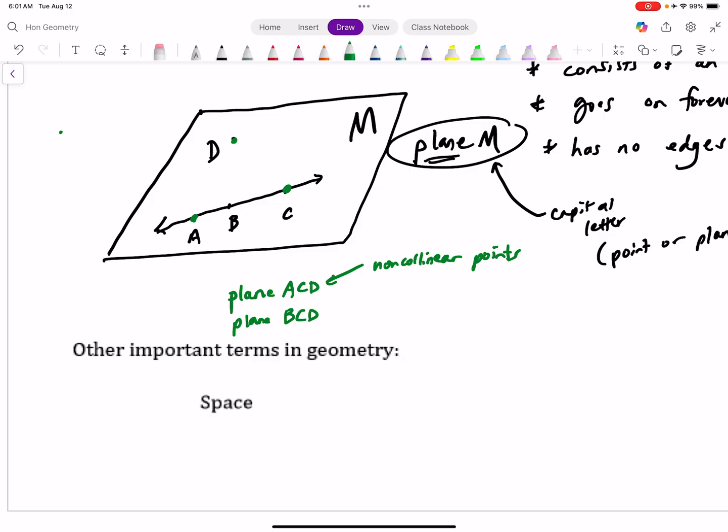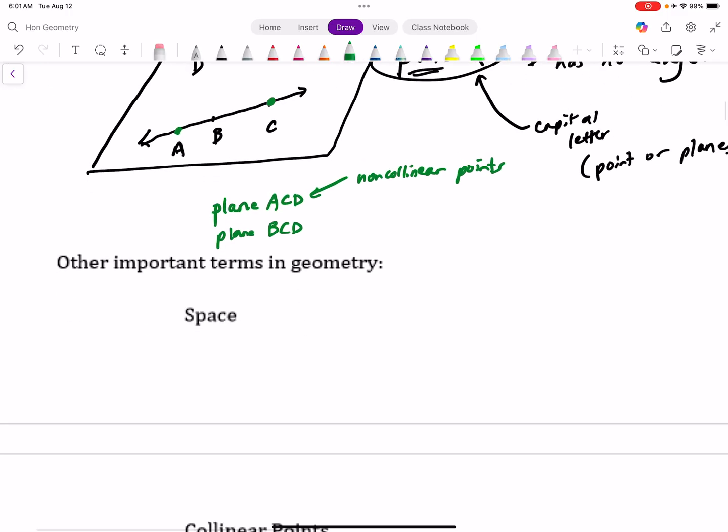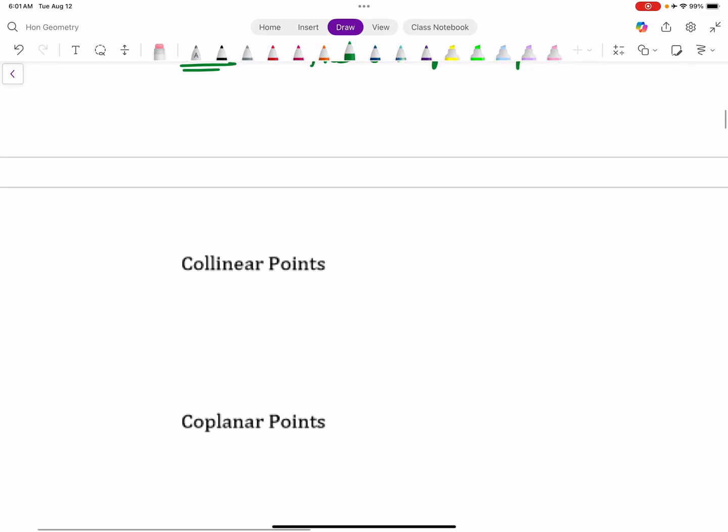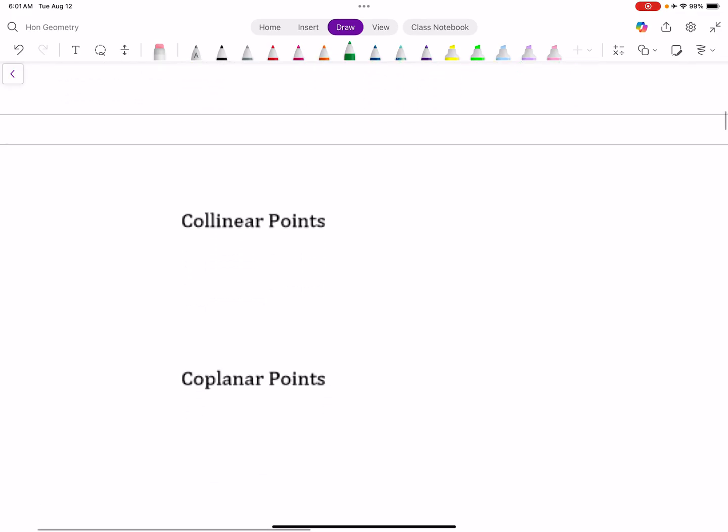All right, there's other important words in geometry, I guess terms. So space, that just means the set of all points. Not in a flat surface, not in a plane, just anywhere, all the points in the world. We call that space. We already talked about this. So collinear points versus non-collinear, which we just brought up a second ago.